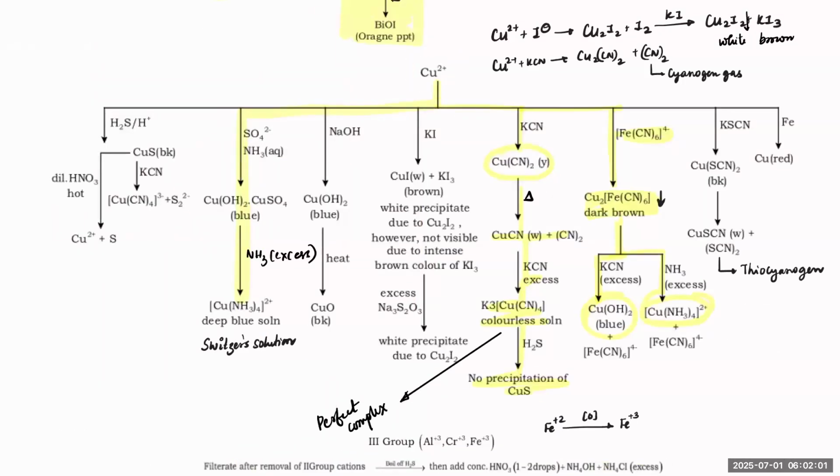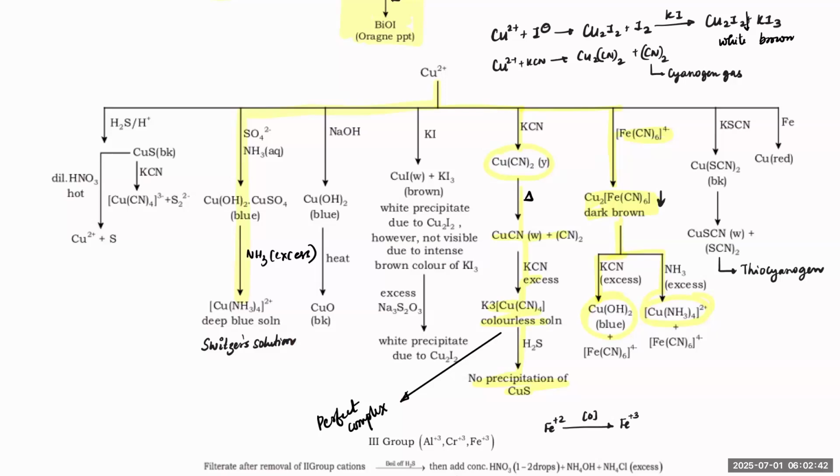Copper 2 plus, when you treat with H2S, first becomes a CuS precipitate. On adding hot dilute HNO3, copper gets dissolved and sulfur, the white colloidal form of sulfur, is observed. With cyanide, it becomes a complex releasing S2 minus. And with sulfate, it becomes copper hydroxide, copper sulfate, which is a blue colored substance. On adding excess ammonia, that converts into a deep blue solution. This deep blue solution is called Schweizer's solution.